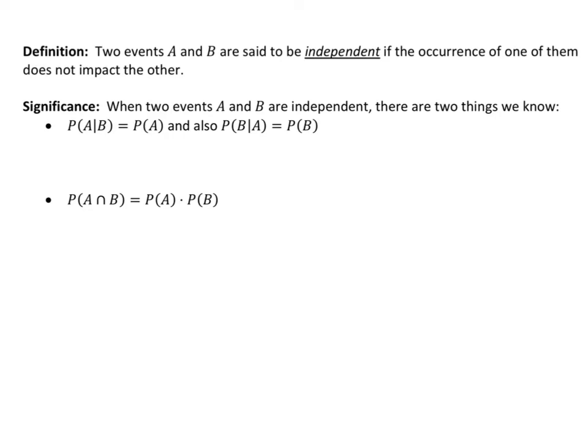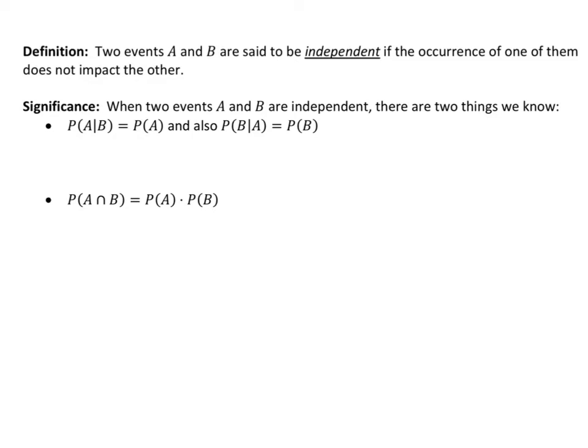So I want to start with a definition here. The definition of independent events is that two events are said to be independent if the occurrence of one of them does not impact the other one. In other words, whether or not one of them happened doesn't really change the probability of the other one happening. Now, the significance of this is when two events are independent, there are two different things that we know.